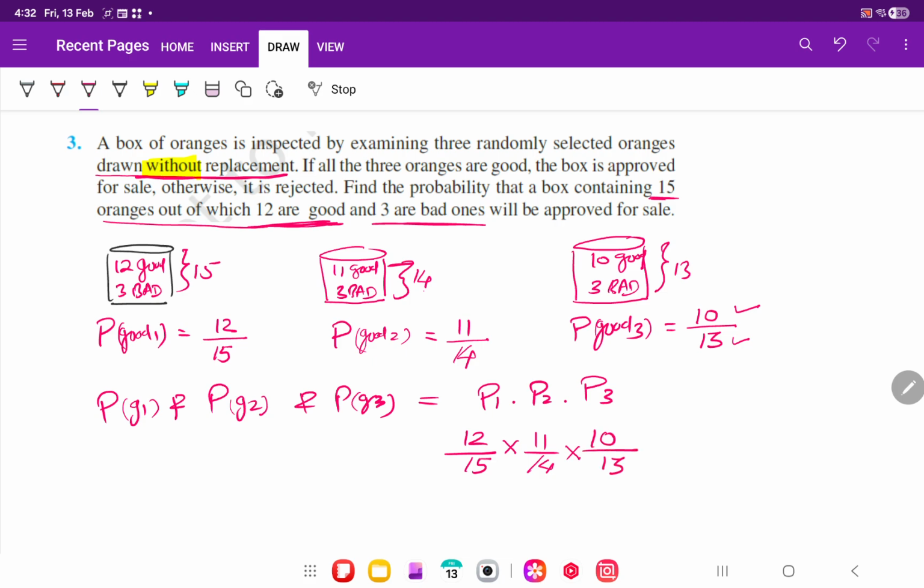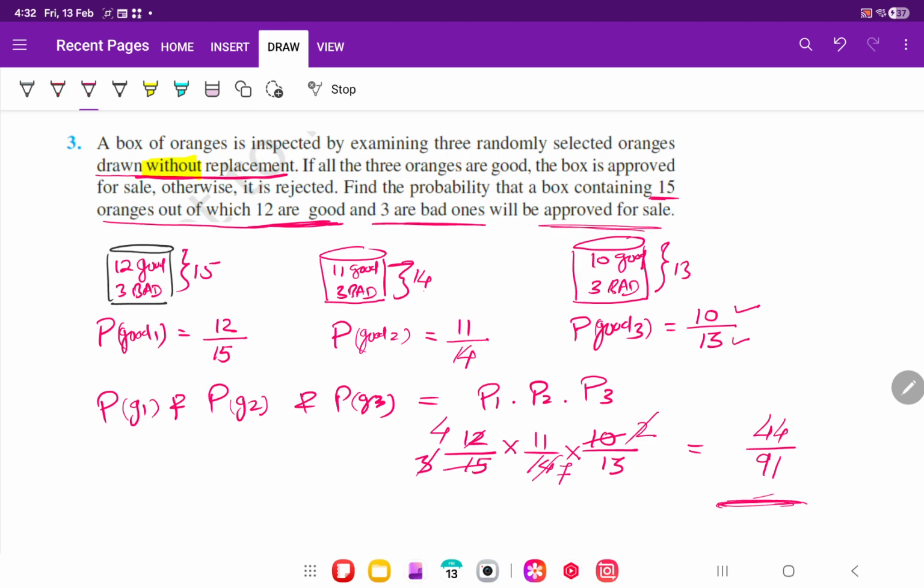See if anything will cancel. 5 2s are, 5 3s are, correct? Then 2 7s are, I think. Then 3 4s are. So if you solve it, it will be 44 by 91. Is the probability that all 3 oranges are good and the box will be approved for sale.